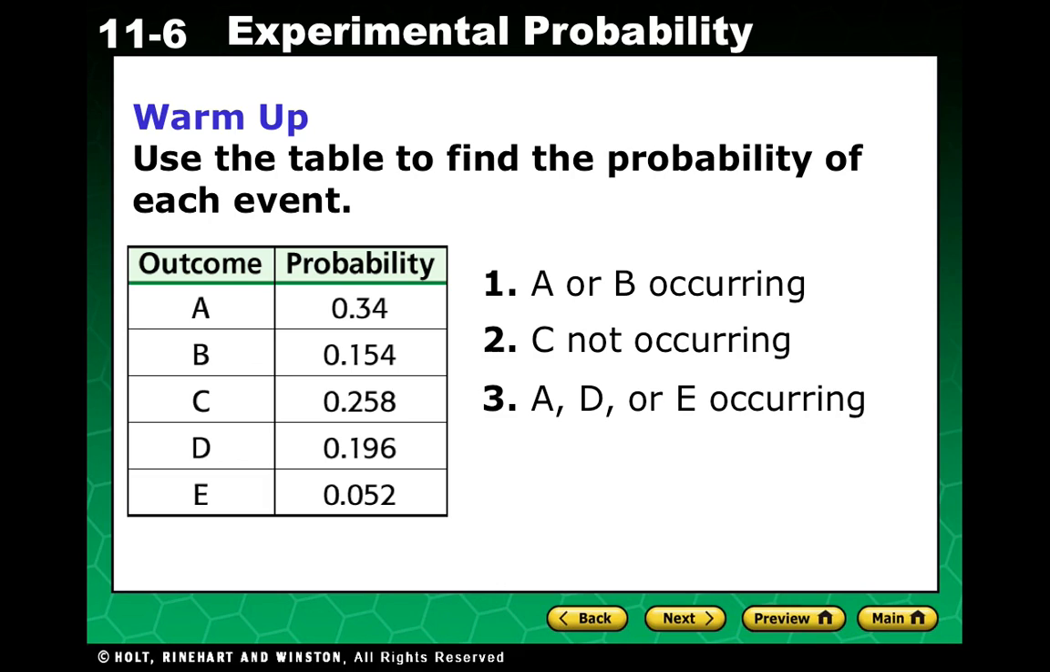All right, so the first one, A or B occurring, you'd add those two probabilities together. C not occurring, so the sum of all of the rest of them. And A, D, or E occurring, so adding up A, D, and E.